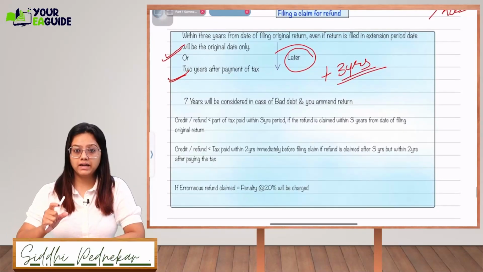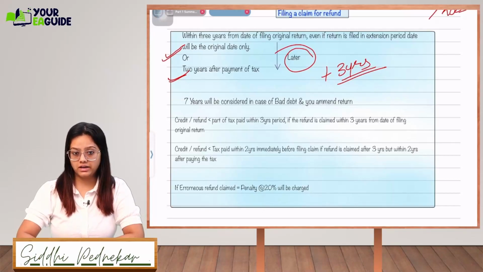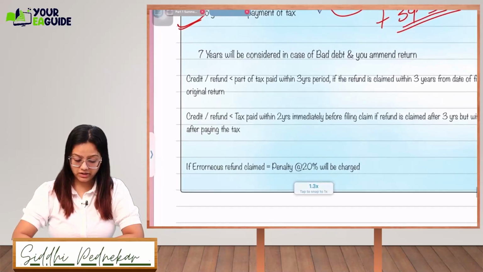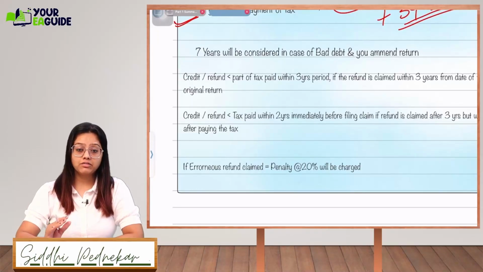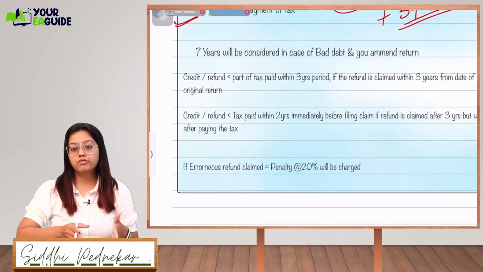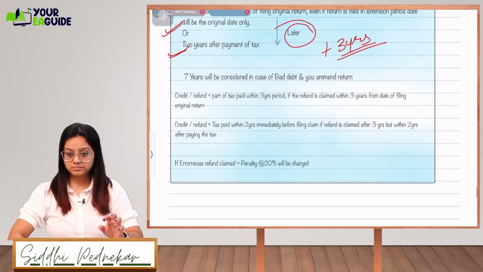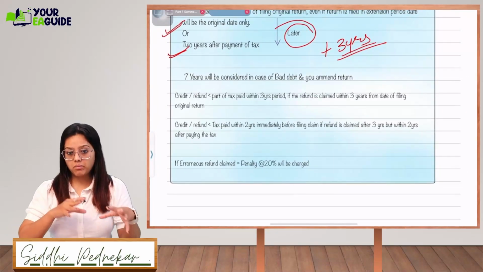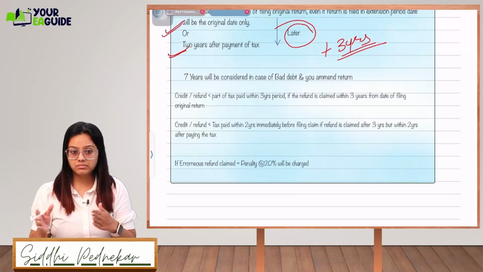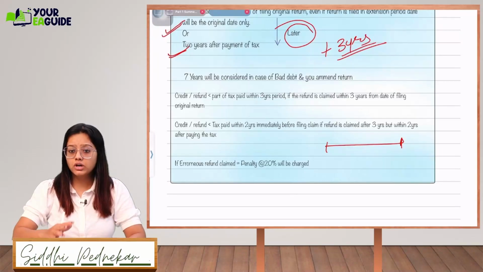If you have a bad debt, right, and you are amending the return, the 7 years will be considered in that case. Okay, if the credit or refund is less than the taxes paid within 2 years immediately before filing the claim. Okay, what I'm trying to say is, I know this topic is a little bit easy and complicated also, but you have to understand the time durations, time limits and all. Okay, just draw the timelines every time you receive the number of years kind of thing, or phase out limits.